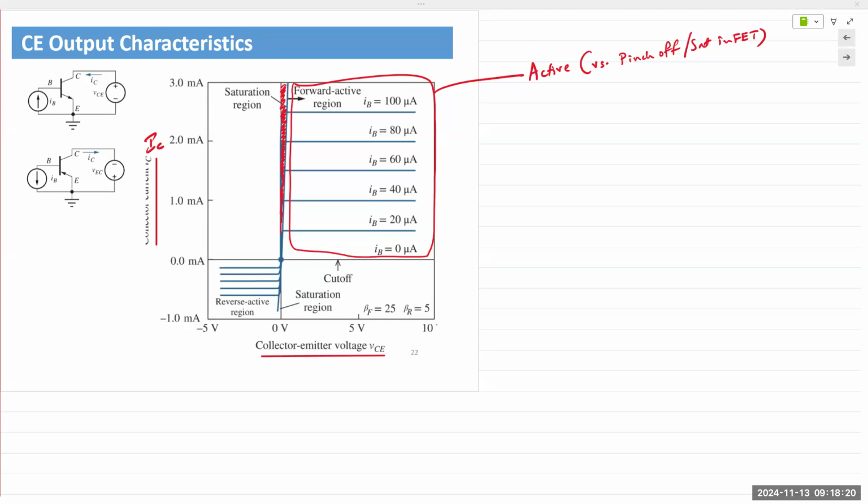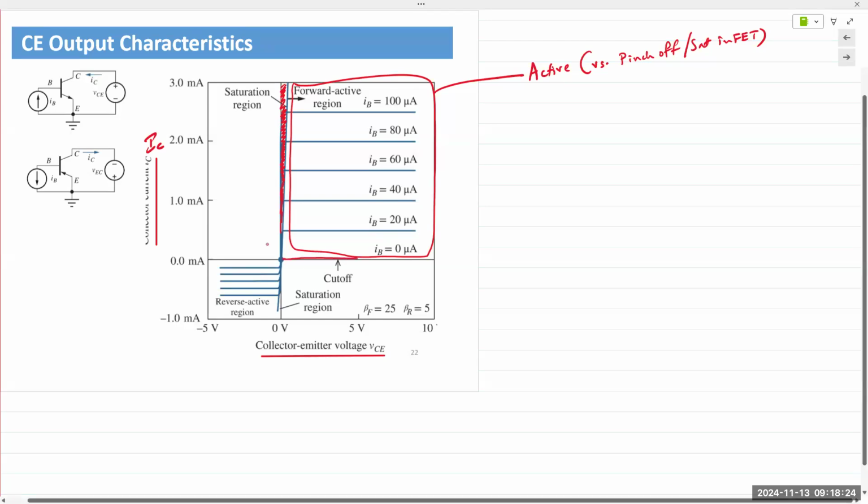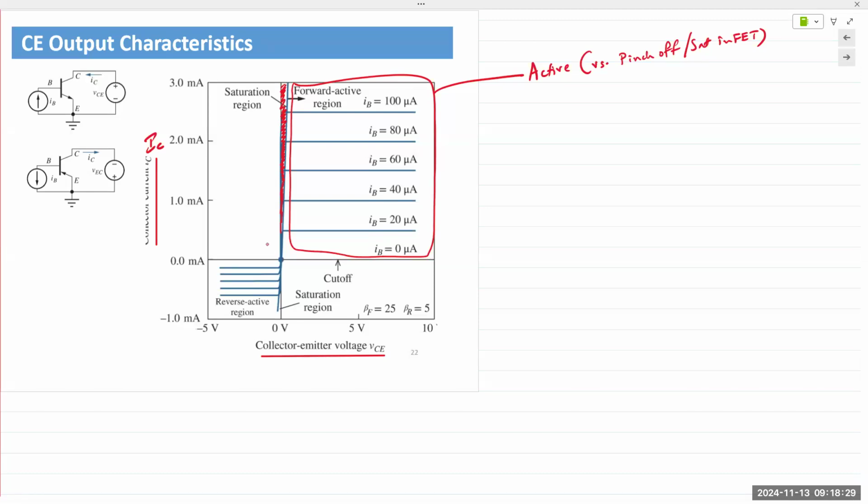Okay, so as I was saying, we have the saturation region on the left, and then right here is the cutoff region. And that's where we have minimal current flow. Okay, that's the cutoff region.